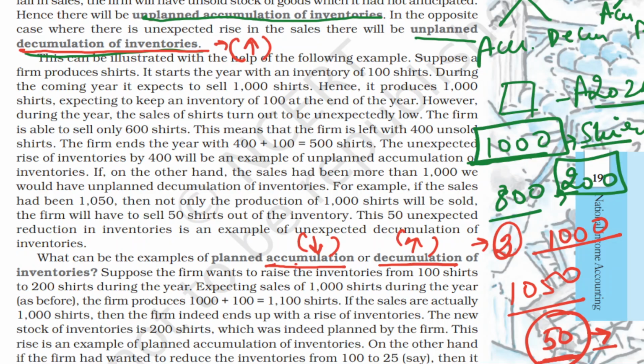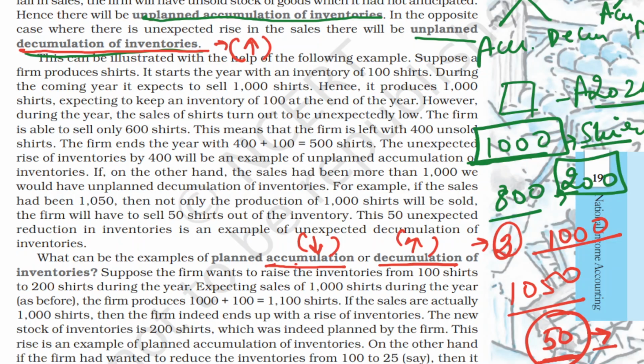So the unplanned part is something which is not planned. You haven't planned that your 200 shirts will be left unsold. So your inventories will rise up, so deaccumulation will be there. There will be a rise in inventories. But at other times the inventories got used up, so that is unplanned accumulation of inventories.